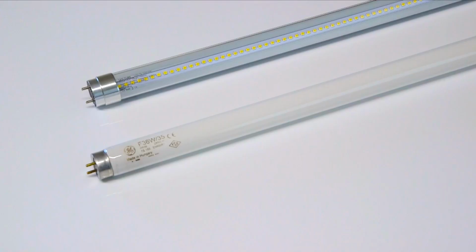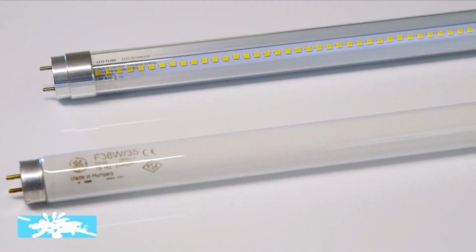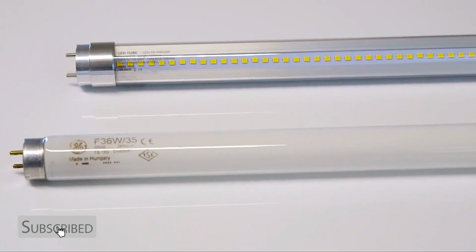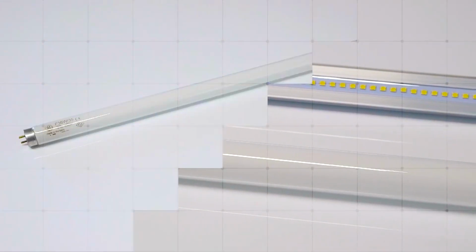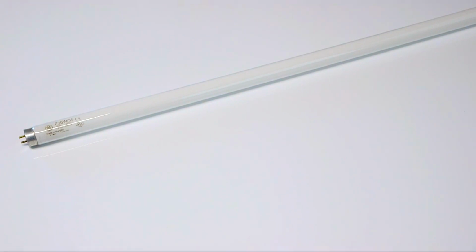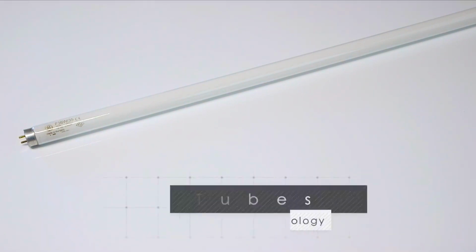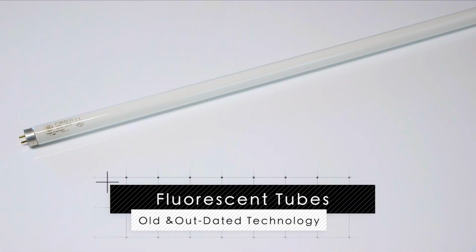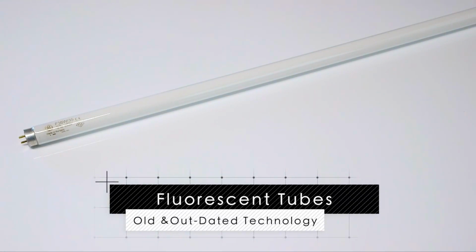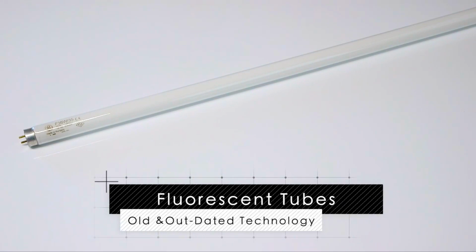Here you can see an LED tube and a fluorescent tube side by side. The LED tube shown is with our clear diffuser. A frosted diffuser is also available on request. Traditional fluorescent tubes are a mature technology and have been in existence for in excess of 40 years. The technology is old, and today there are many disadvantages in using this older technology.